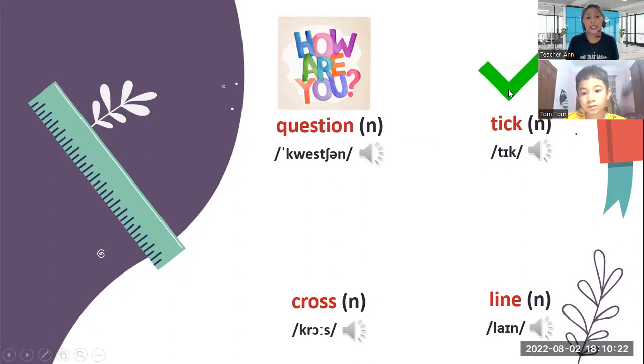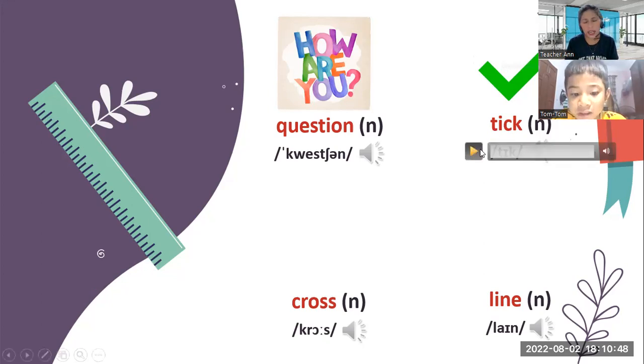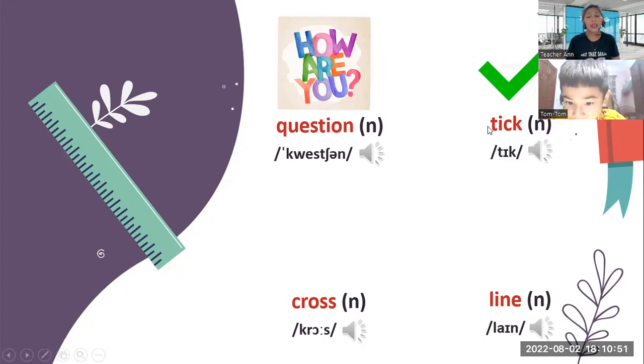To check. Okay, this is check. In American English, this is actually check. In American English, we call it to check. Okay, can you read this, Tommy? To check. But this is British. That's why it's to tick. But in American English, the CH, to check. Okay, this is check.